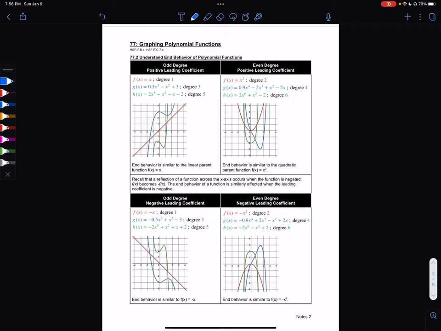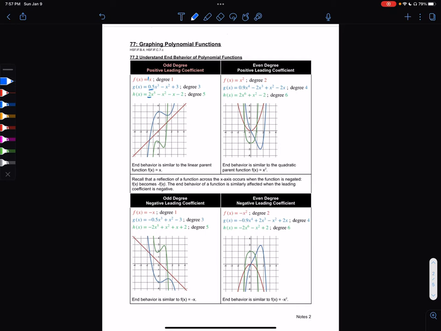features, we'll say. So in this first upper left box, the odd degree and positive leading coefficient. Remember that the degree is the highest power. So if we look at that first function, f of x equals x, the highest power is 1. g of x would be a degree of 3 because the highest power is the third degree, and h of x would have a degree of 5. So all of those are odd degrees. Now, the positive leading coefficient, we have a 1 here, we have 0.5, and we have 2. So those are all positive.